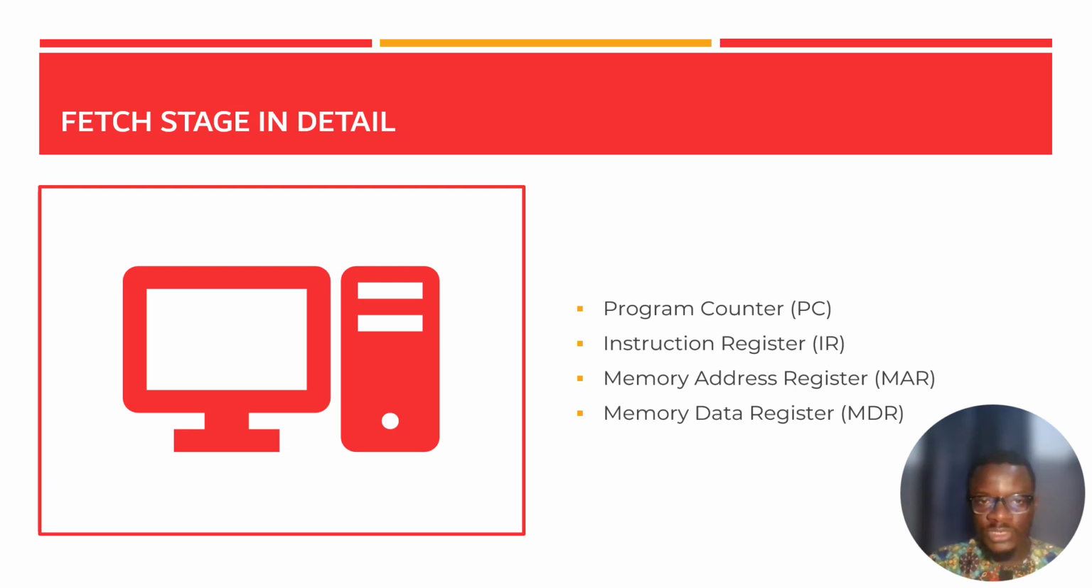During the fetch stage, what happens in the first stage? The program counter contains the address of the next instruction, and the address is copied to the MAR, which is the memory address register. The instruction at that address is retrieved from the memory and placed in the memory data register, which is the MDR. Finally, the instruction is copied to the instruction register. The PC is then incremented to point to the next instruction. So the PC knows, this is the next instruction you need to take. So this is what the fetch stage does.